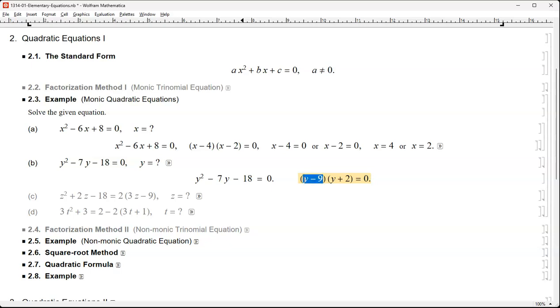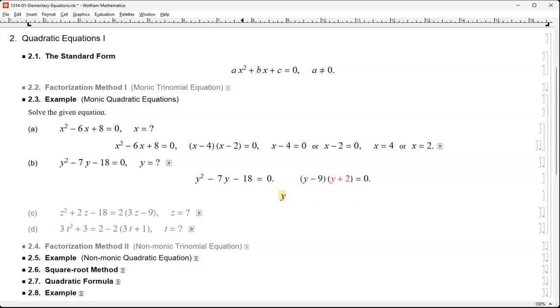And we can do the same. Set this one blue and set this one red. And from the blue factor, y minus 9 is 0, so y is 9. That's what I get from blue factor. And then y plus 2 is 0, so y is negative 2. That's what I get from the red factor. Any more solution? No way. Blue times red is 0, which means one of them has to be 0. There's no way I'm going to get 0 by multiplying two non-zero numbers. One of them has to be 0.